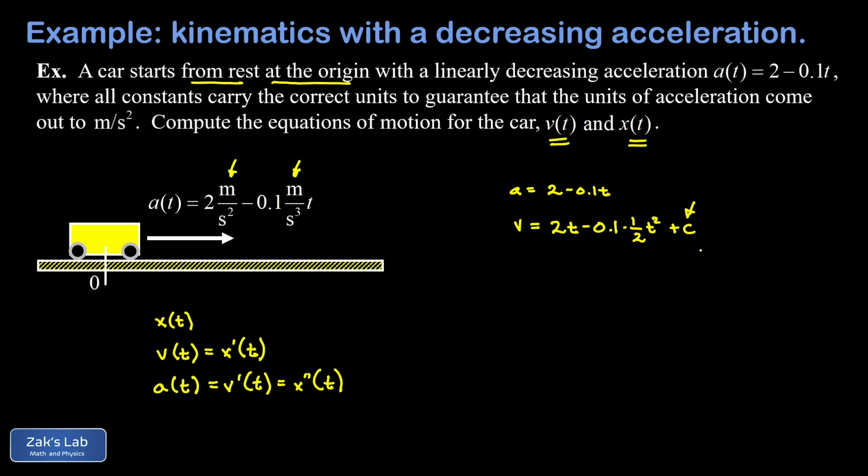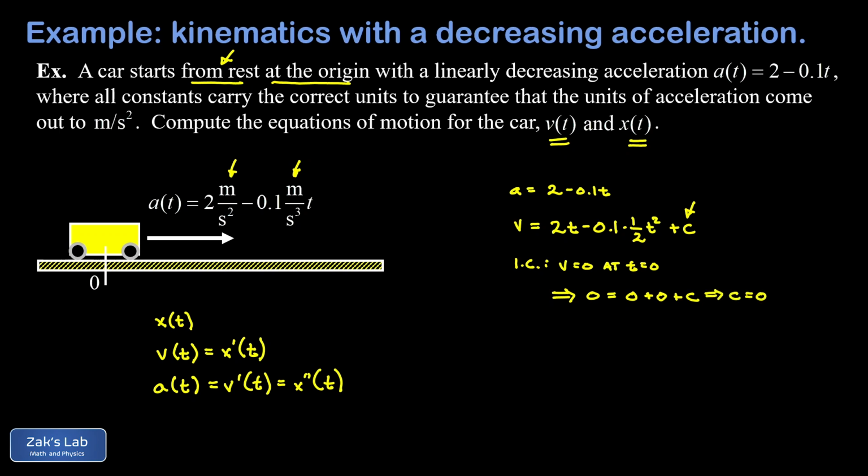And that's where the initial conditions come in. The car starts from rest, meaning v of 0 must be equal to 0. So we're plugging in an initial condition here. v equals 0 at t equals 0. So let's see what that implies. Replacing v with a 0 on the left-hand side, I get 0. Replacing t with 0 in both of these terms, those are both zeros. And we're just left with a c on the right-hand side. Well, it looks like c turns out to be 0.